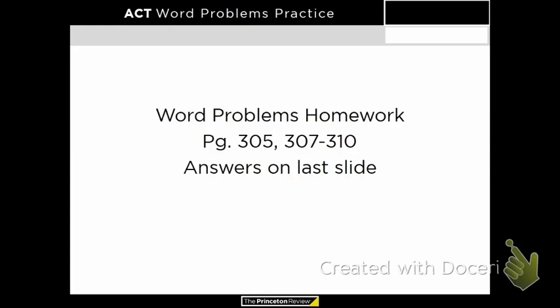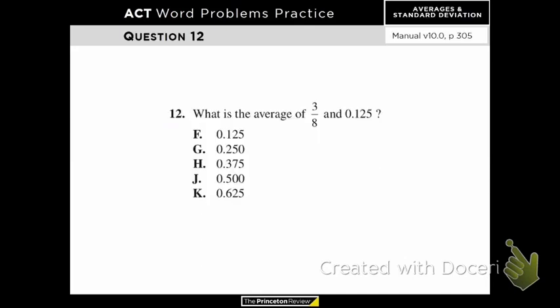And then last, remember that I'm just going to show you the way that I solved it, but if you solved it a different way, that's okay. All right. So starting on page 305 here. So number 12, what is the average of 3/8 and 0.125?